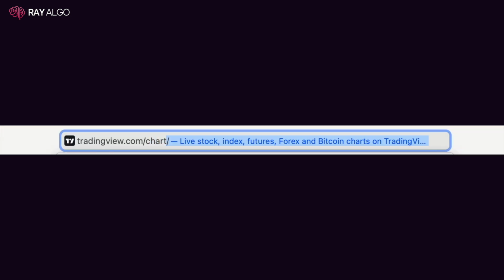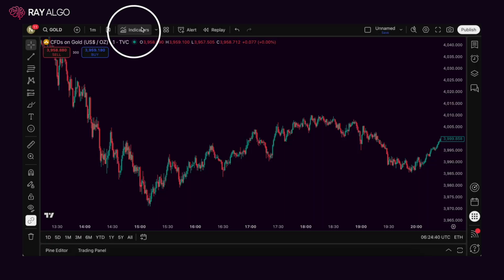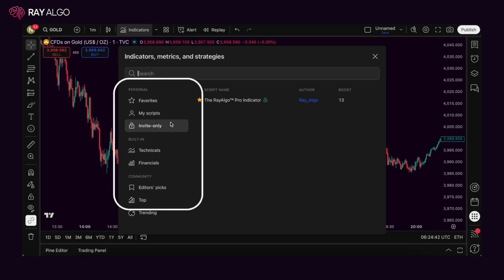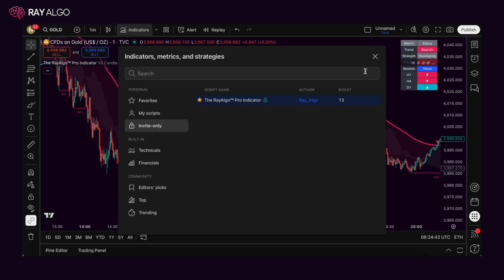First, open TradingView and select the asset you want to analyze. At the top of your chart, look for the Indicators button. Inside the Invite-Only Scripts folder, you should see the RayAlgo indicator listed. After clicking on the indicator, it will load automatically on your chart.